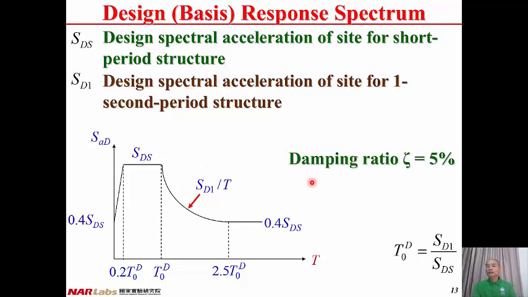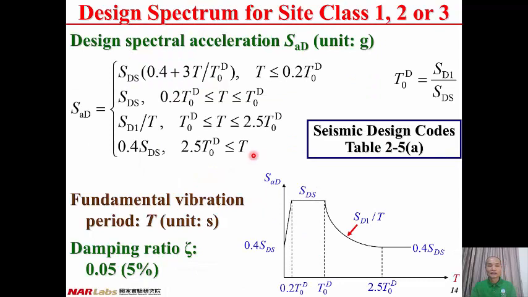And the damping ratio of the structure is fixed to be 5%, so that the design response spectrum is a function of T. The x-axis is the structural vibration period of the structure. And the y-axis, SAD, is the design spectral acceleration. D stands for design, S stands for spectral, A stands for acceleration. The unit of the design spectral acceleration, SAD, is G, where G stands for gravity acceleration. Then there are totally four segments.